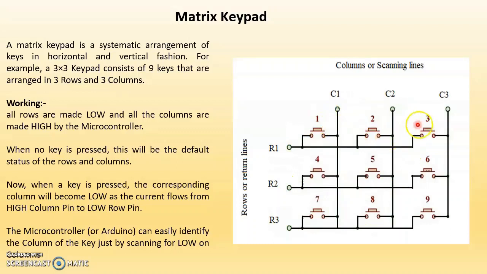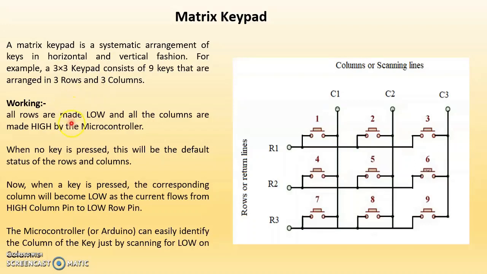So we can say it is a 3x3, that means there are 3 rows and 3 columns. That's why it is called 3x3. There may be 4x4, there may be 4x3, there may be 5x4. So any number of keypad sizes we can make by using this matrix type format. Now how does it work? Let us see how a matrix type keypad works.